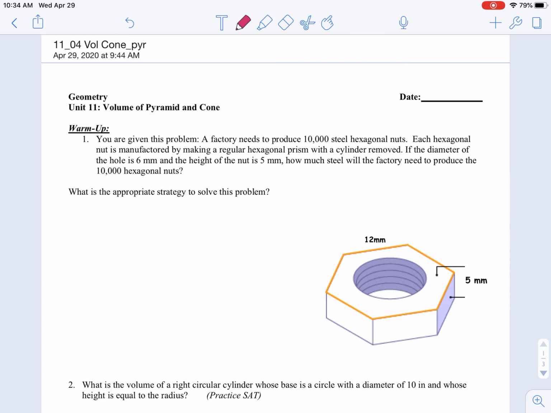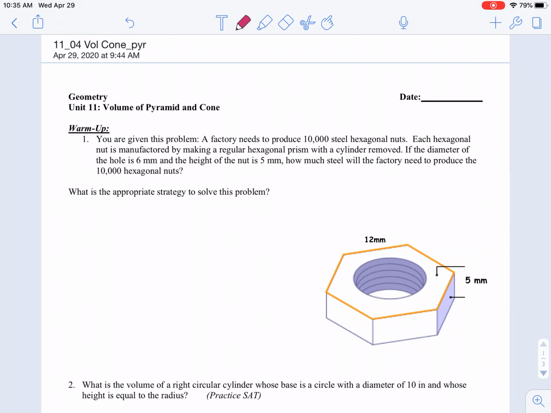Okay, so you are going to start this by doing a warm-up. I want you to notice that on this first question, you are not actually solving it. I just want you to think about what is the strategy, okay? We have two shapes here: the volume of a hexagonal prism, and the volume of a cylinder. What do you do with those two shapes to find the volume of the solid that we have a picture of?